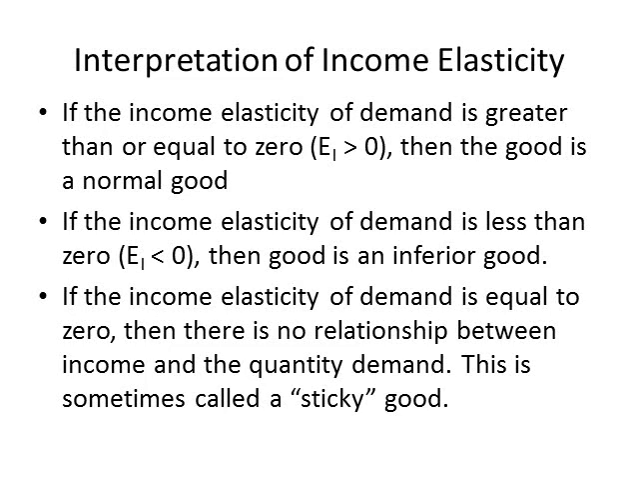If the income elasticity of demand is greater than 0, then the good is a normal good. If the income elasticity of demand is less than 0, or negative, then the good is an inferior good. If the income elasticity of demand is equal to 0, there is no relationship between income and the quantity demanded, and this is sometimes called a sticky good.